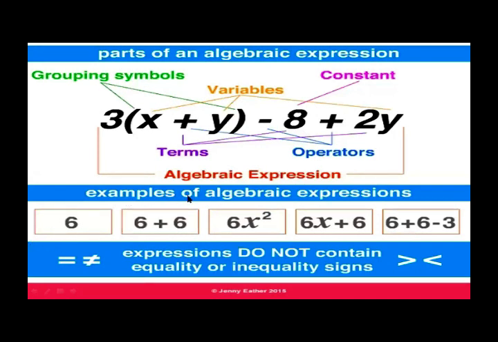We have other examples of algebraic expressions like 6x square, 6x plus 6, 6 plus 6 minus 3. They are all examples of algebraic expressions. One more thing you should keep in mind is that an expression does not contain an equality or inequality sign. Whenever we read or write an expression, there is no equality sign, meaning equal to or not equal to, and no inequality sign, meaning greater than or less than. You should keep that point in mind.